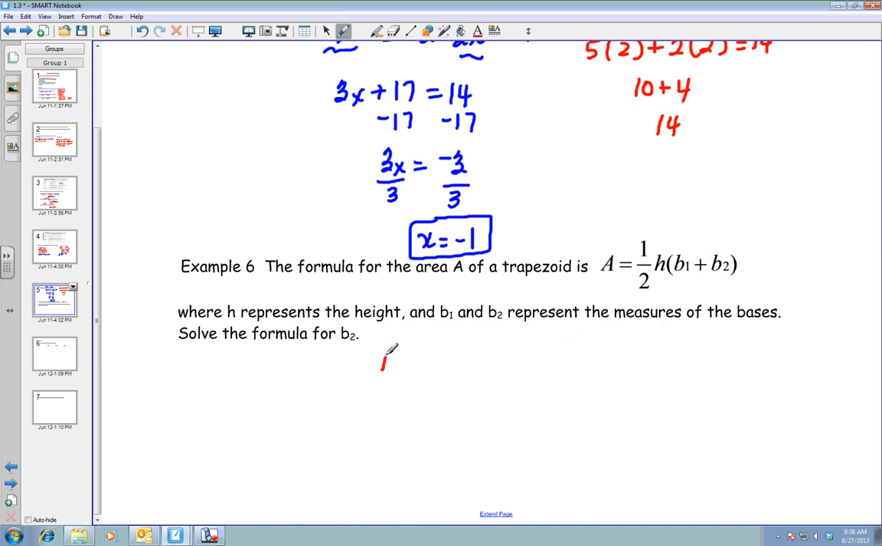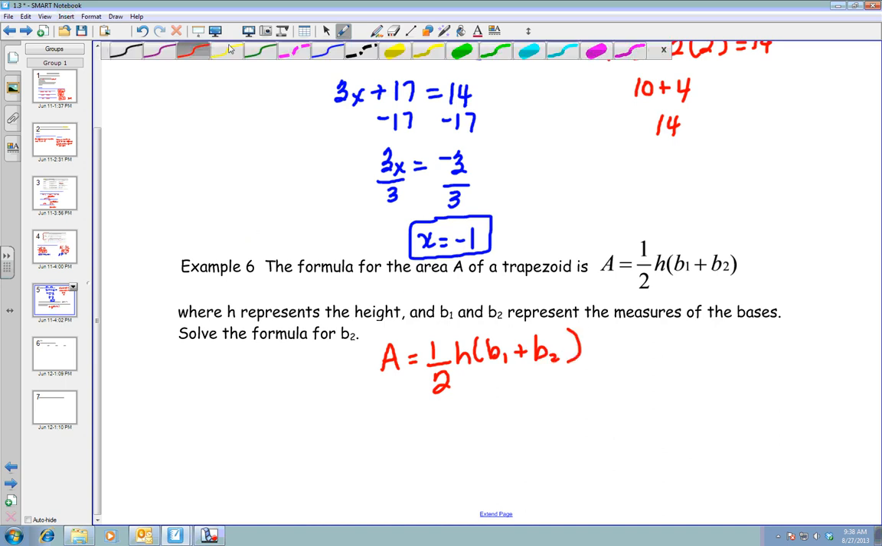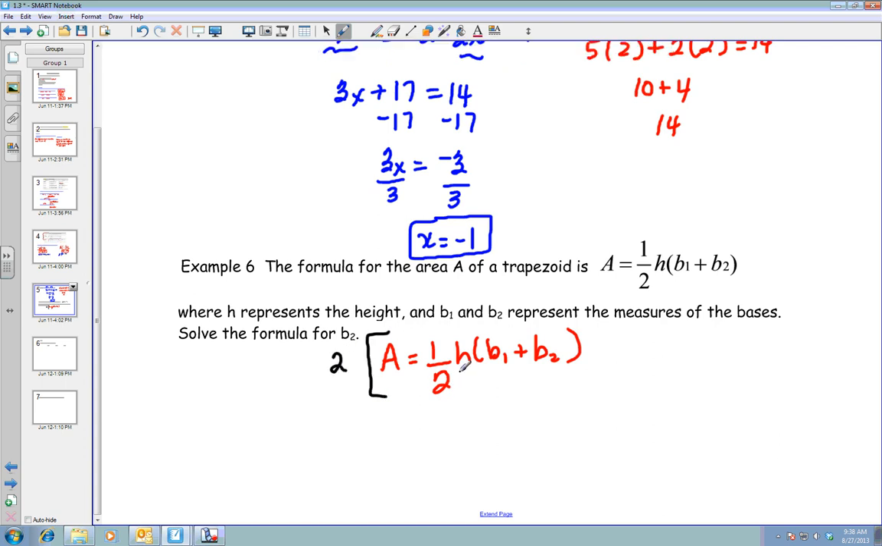All right, so I'm going to write this down here, and we are supposed to solve for b sub 2. So if I'm solving for b sub 2, the first thing I see is this fraction. And I know a lot of times you guys don't like fractions, so I can get rid of this. The way I'm going to get rid of this, since it's 1 over 2, I'm going to multiply everything, both sides, by 2.